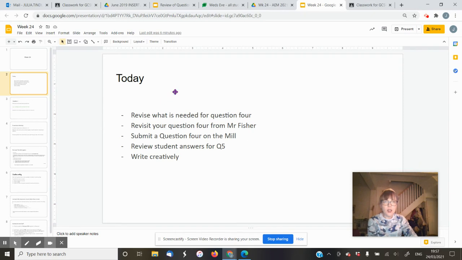So today we are going to revise what's needed for question 4, revisit your question 4 for Mr. Fisher, do a new question 4 on the mill, and then review some student answers for question 5, creative writing, and then you will have a chance to write creatively too.